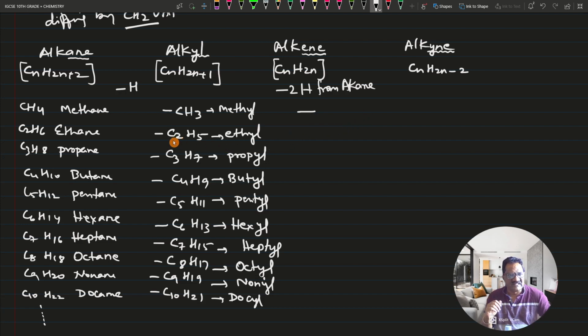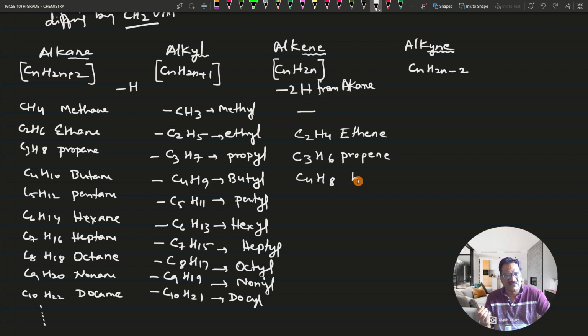But from ethane, C2H6, if you remove 2 hydrogen atoms, what you will get? C2H4. This is an alkene, and because it is obtained from ethane, we will call this ethene. Then same way from C3H8, that is propane, if you remove 2 hydrogen atoms, it will become C3H6. This we will call propene, ending with ene. Same way this will become C4H8, butene.